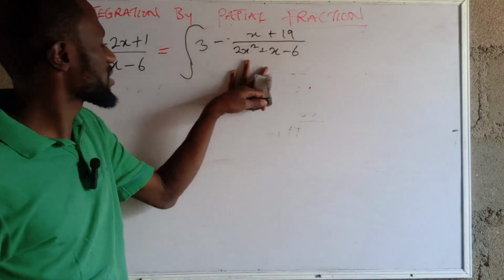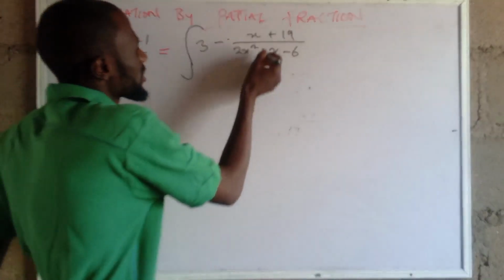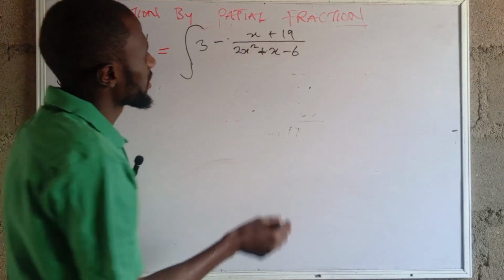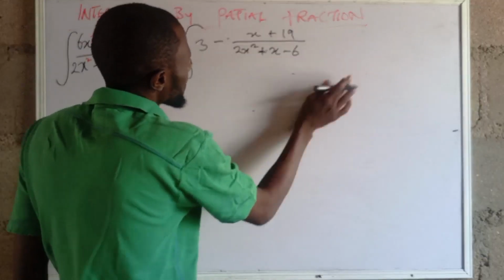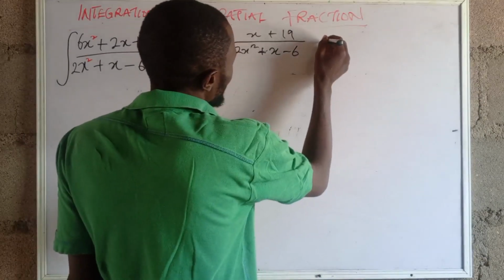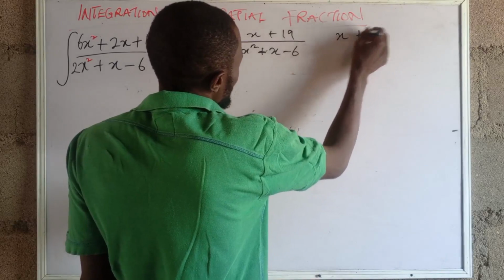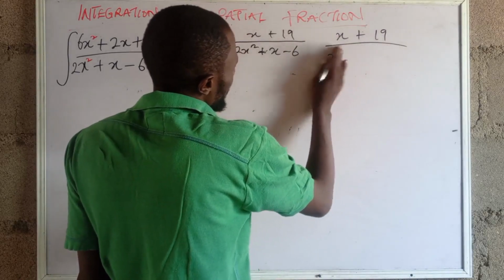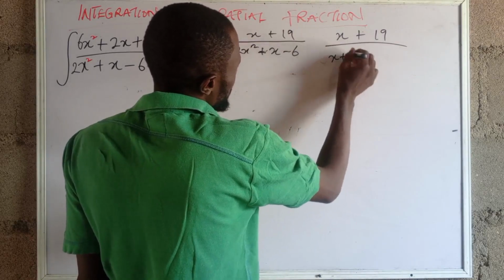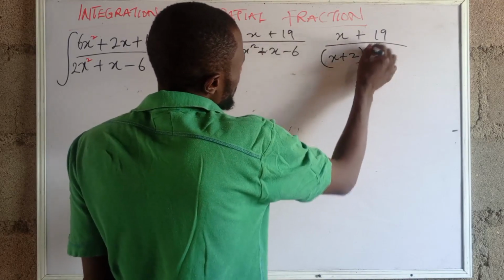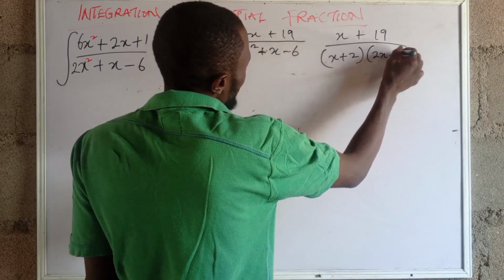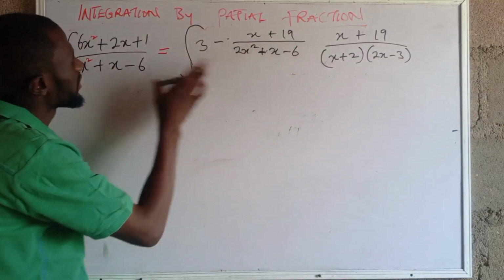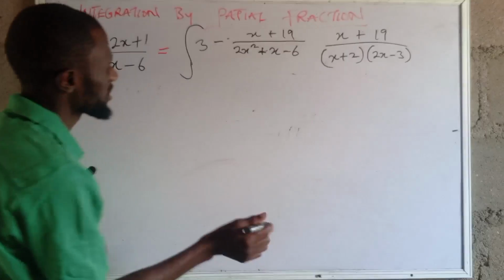Remember that since this is a quadratic function, you must factorize this one. Okay, when factorizing this one, I think you can have something like minus x plus 19 all over x plus 2 into 2x minus 3. That is the factor of this one. If you factorize this, you obtain this.